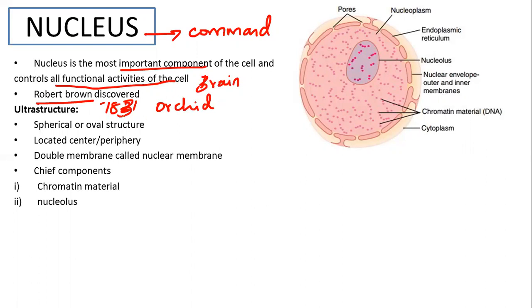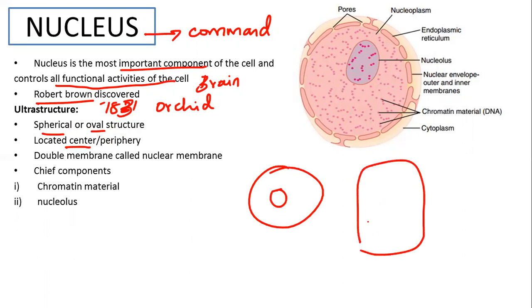When we talk about the ultrastructure, it will be spherical or oval in shape, and most of the time the nucleus will be present in the center. In an animal cell, usually the nucleus will be present in the center, whereas in a plant cell, the nucleus will be present in the periphery. That is how it is located. The nucleus is double membrane, which means it is covered with an extra membrane, and that membrane is called the nuclear membrane.